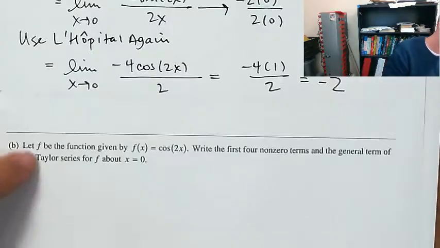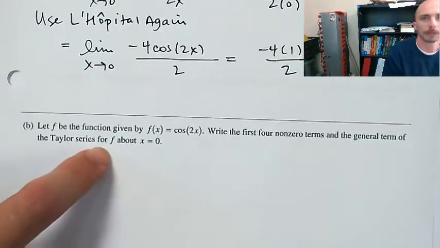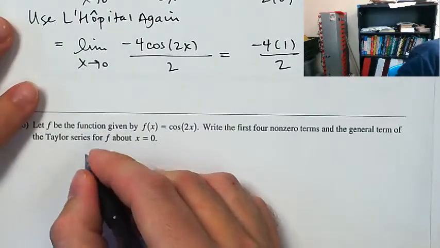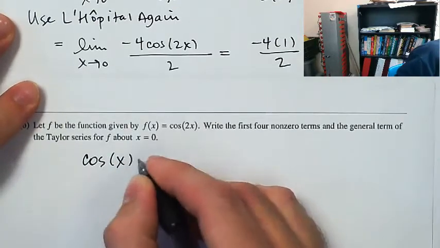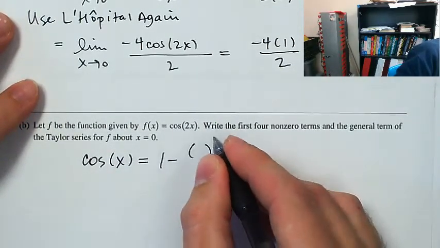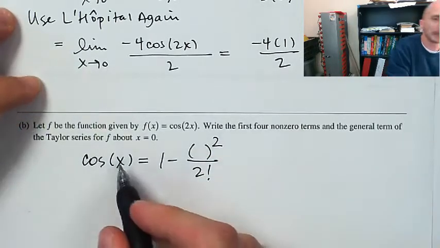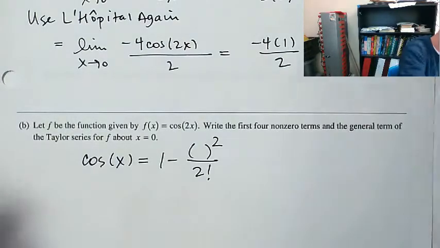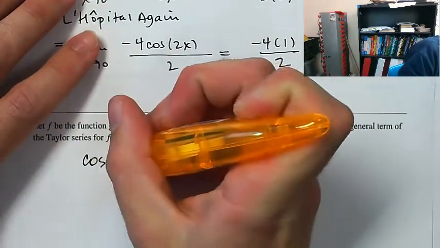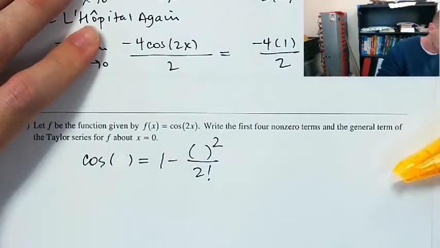All right, let f be cosine 2x, right? The first 4 non-zero terms and the general term of the Taylor series for f. Oh, gladly. Okay, so this just goes back to the formulas we have to know and then plugging in 2x. So cosine of x is 1 minus x squared over 2 factorial. I meant to leave this just blank, right? So instead of x, I'm just putting in blanks so that I can eventually plug in 2x.